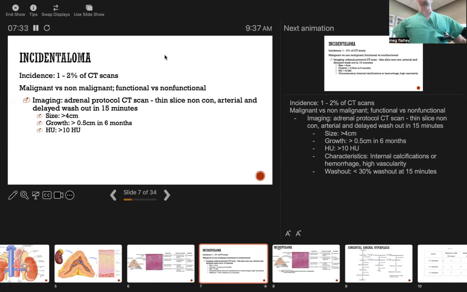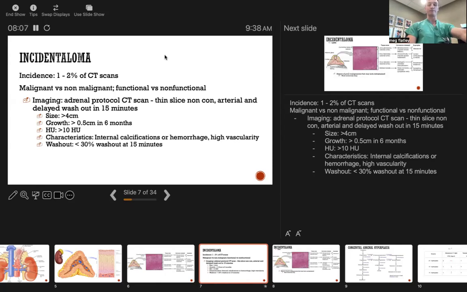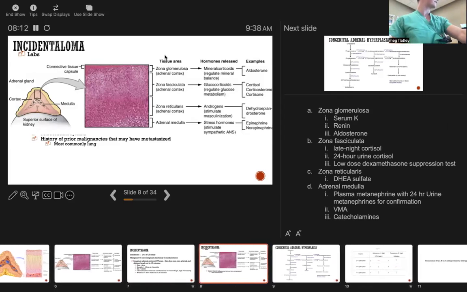And then there's certain other characteristics that are harder to ask questions on, but basically if there's internal calcifications, if there's high vascularity, if there's hemorrhage associated with it, that makes you a little more concerned for malignancy. And then to Katie Bug's point about the washout, what is the cutoff for the percent washout at 15 minutes that would make you concerned for a potential malignancy? 30%. So less than 30%. If there's less than 30% washout at 15 minutes, you are at a higher risk for that being a malignant gland or lesion. So now this slide unfortunately got messed up.